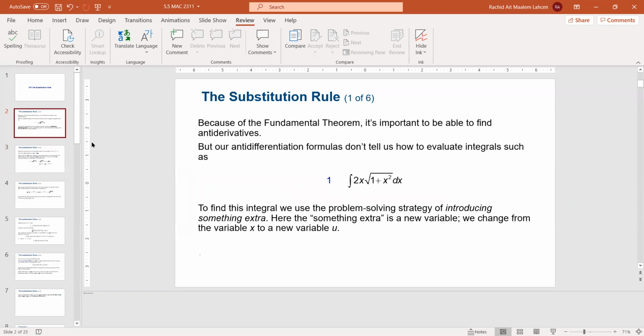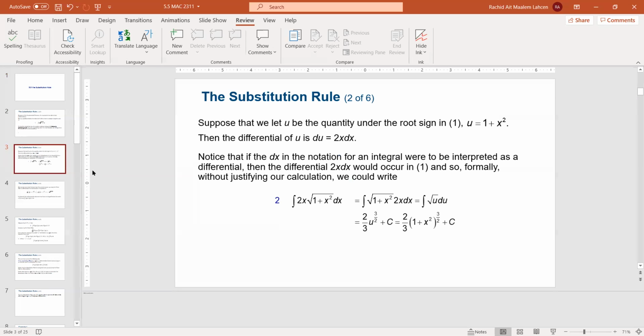Because remember, there are some derivatives that come from, for example, the chain rule, so they are not simple enough to be in the table. So what if we let 1 plus x squared be a u, just like it's done in pre-calculus for u substitution? Then we can differentiate.